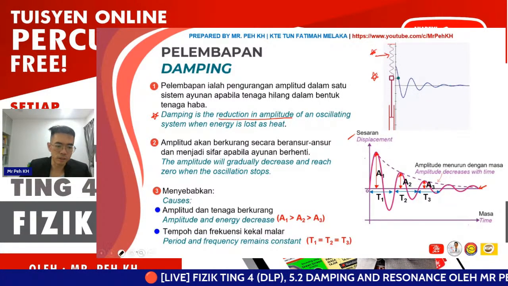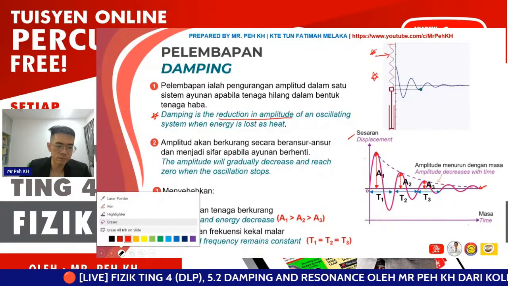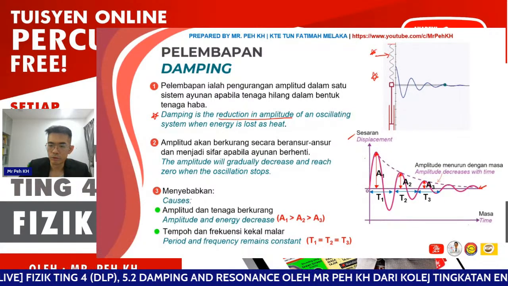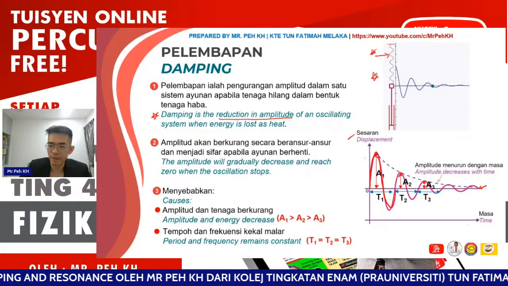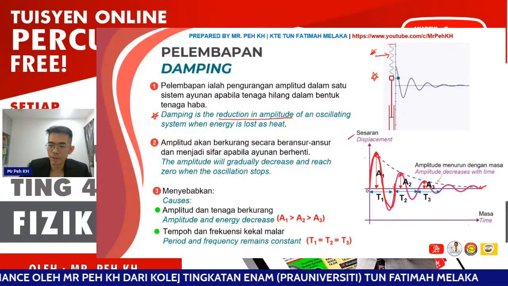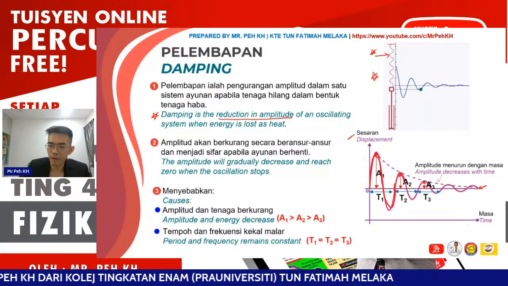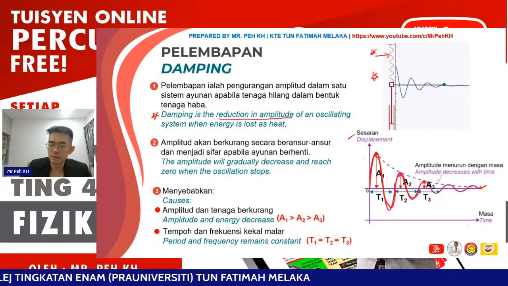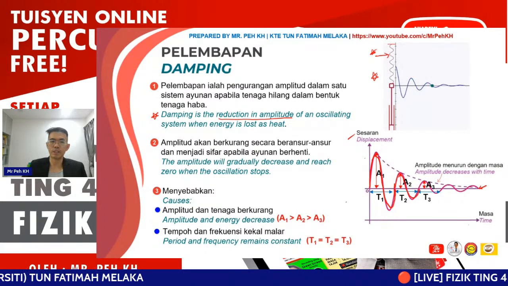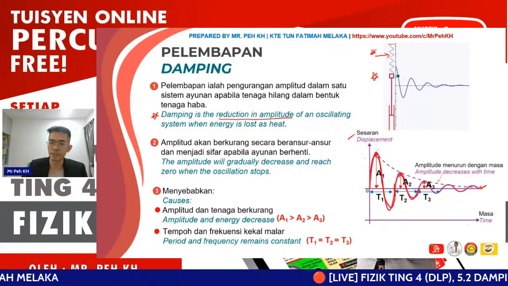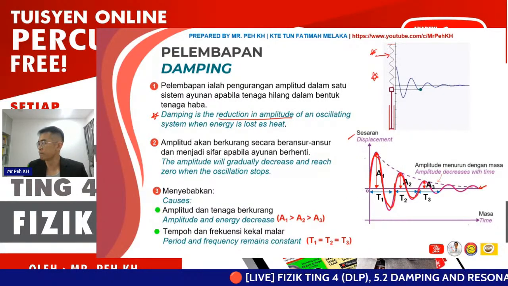Okay, so you can see here the one oscillation referring to this, right? You learned already at 5.1. So you can see the time taken for every oscillation will be the same. Okay, so this is the observation for damping in the graph of displacement against time.